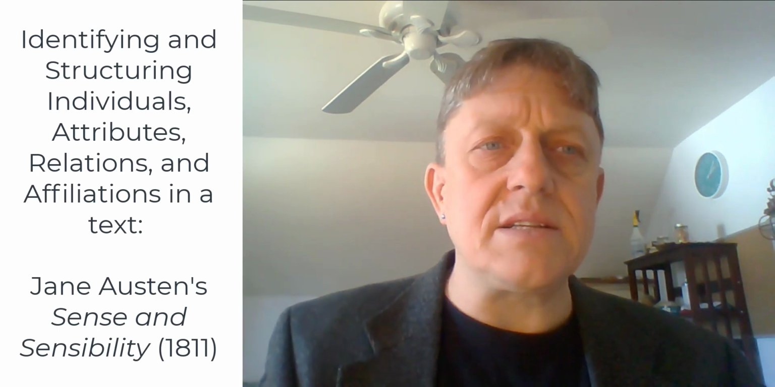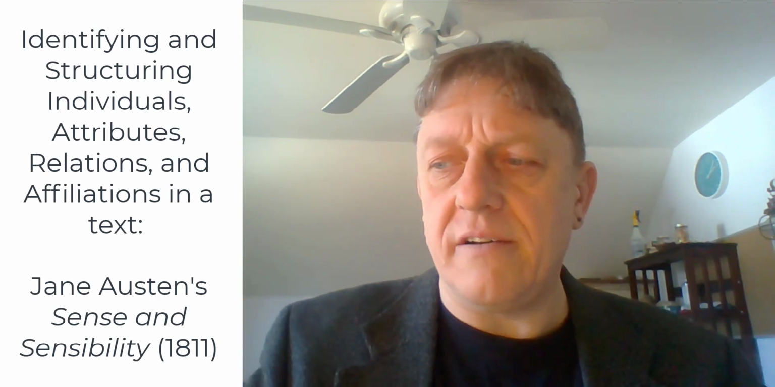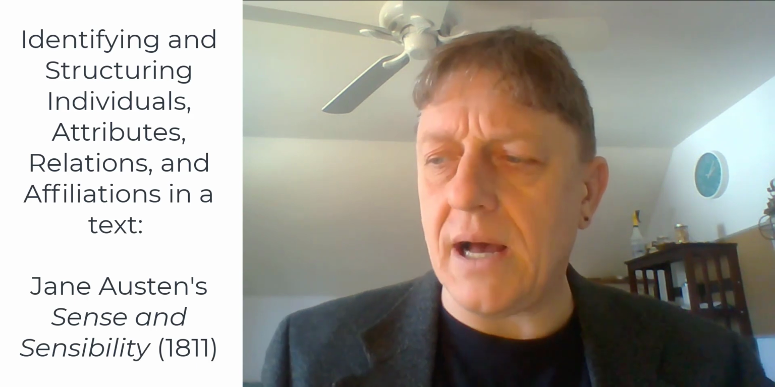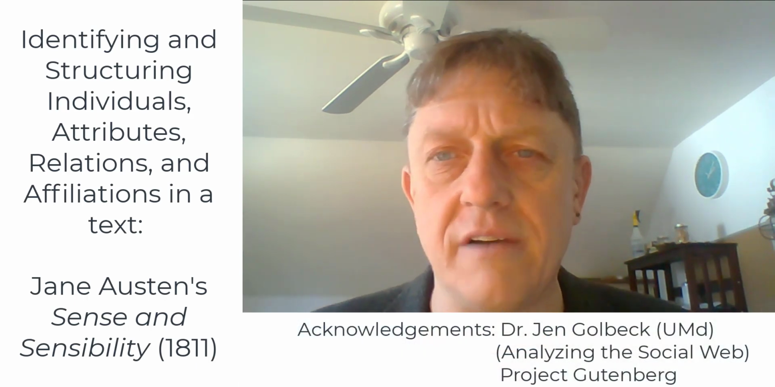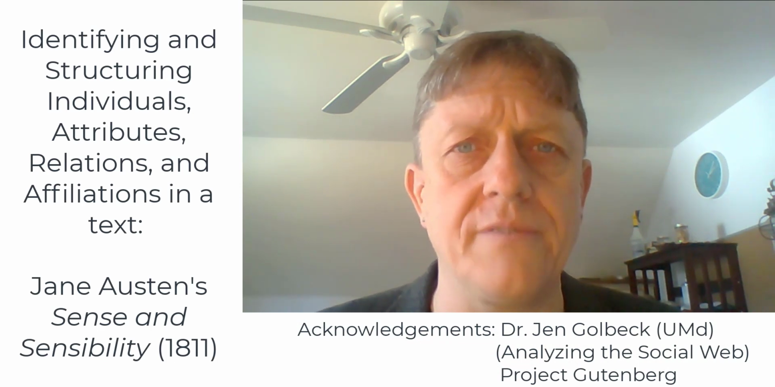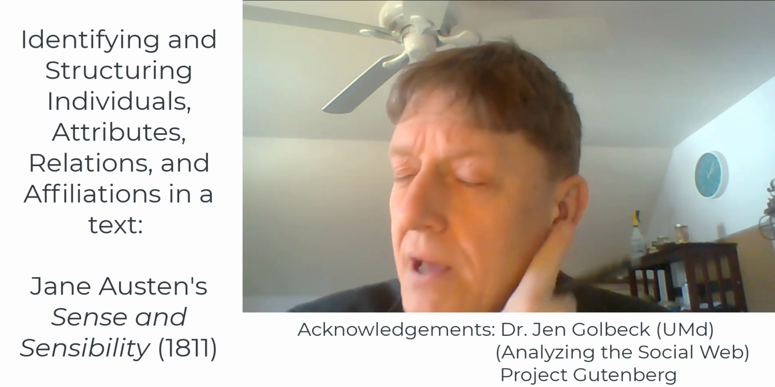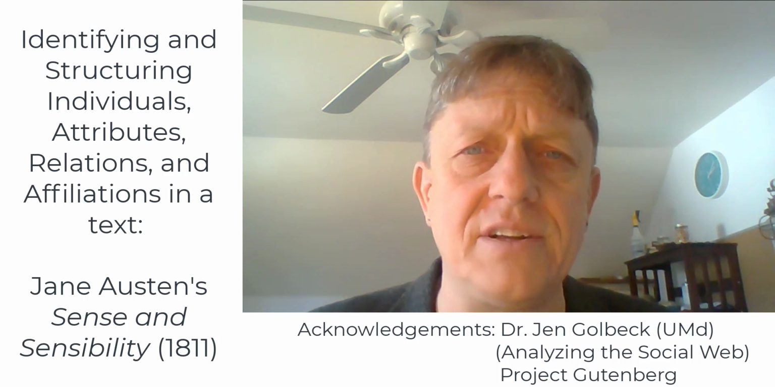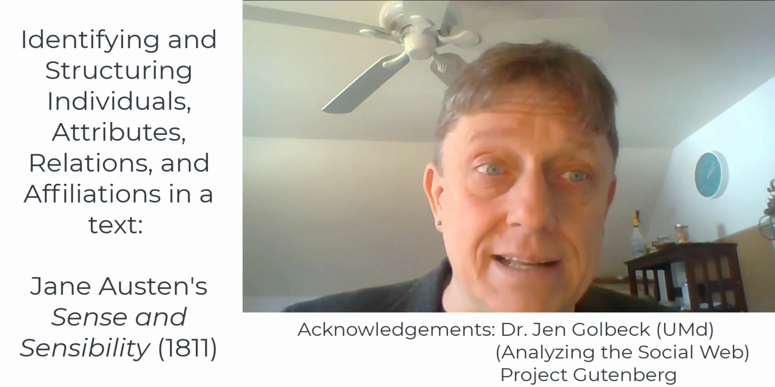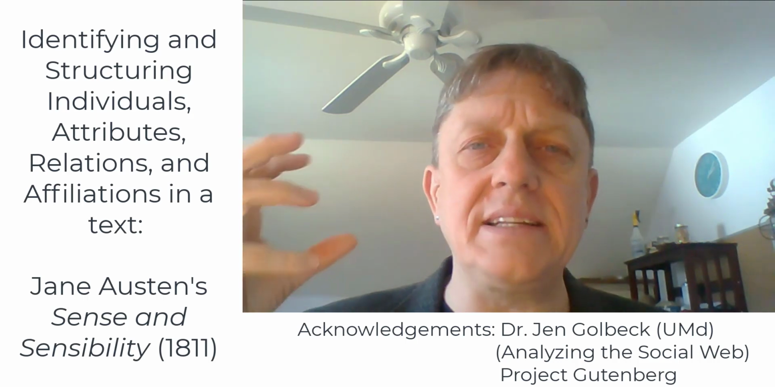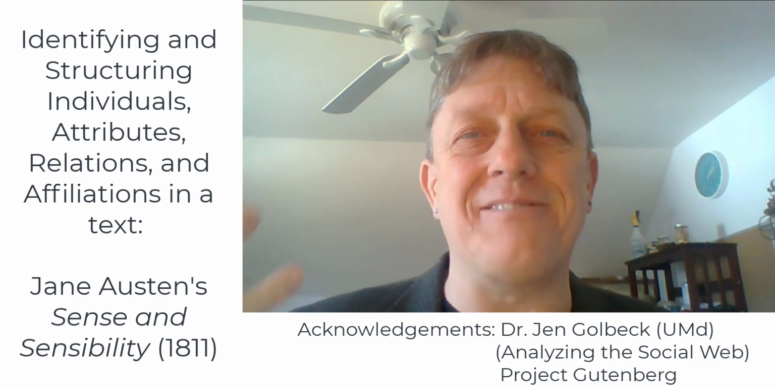To do this, let's take a look at the text of an 1811 novel by Jane Austen, Sense and Sensibility. We'll look at chapter 1. And I want to acknowledge two things. First of all, that you can find the text of this novel at Project Gutenberg. If you type in a search engine, Project Gutenberg, 1811, Jane Austen, Sense and Sensibility, you can get it to read for free.